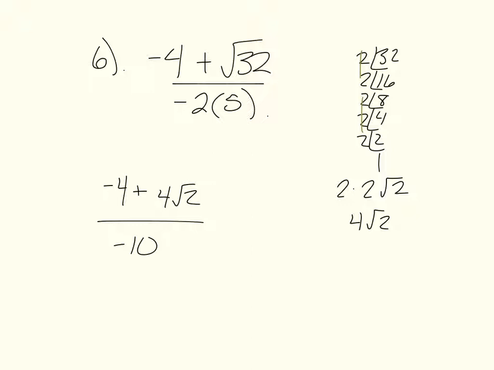What factor can I take out of all of those numbers? 4, 4, and 10. A factor of 2. So if I cross all these out and take a factor of 2 out, again, not taking it out of the radical symbol, I'll have to mirror this up for you guys. So it's going to be negative 2 plus 2 square root 2 over negative 5.